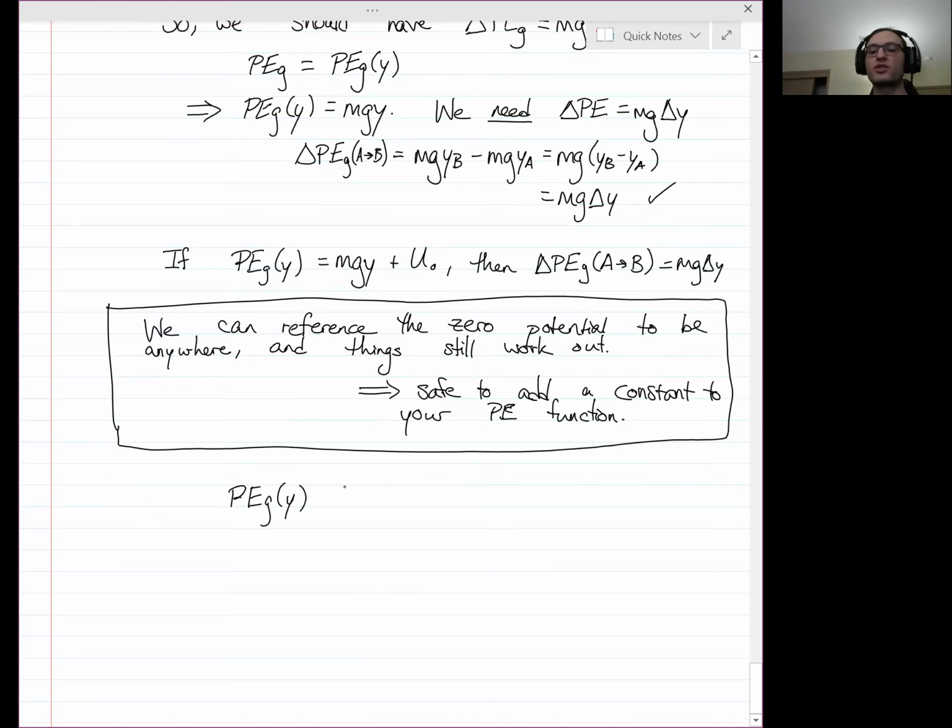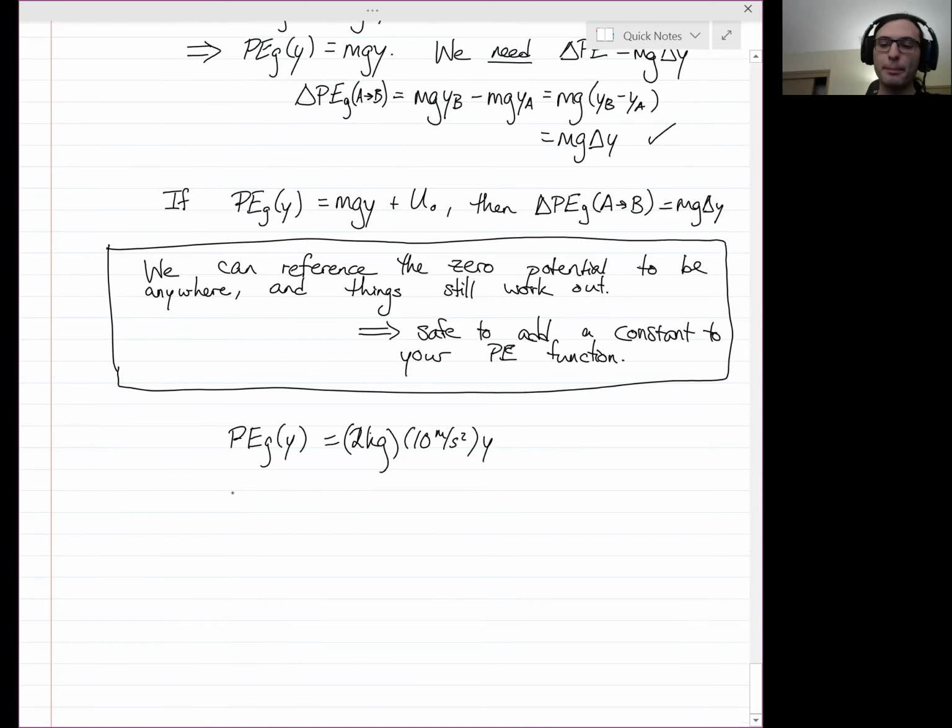Let's just write down the formula, and let's say that y equals 0, let's say on the floor of my house. So this would be 2 kilograms times 10 meters per second squared times y. So that means that if the object is on the floor, which we're just calling 0, the potential energy of that object is 0.